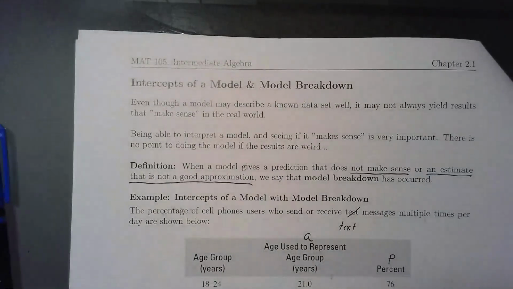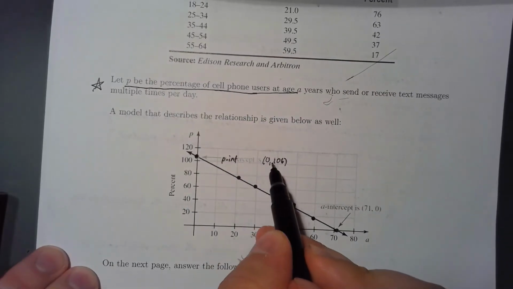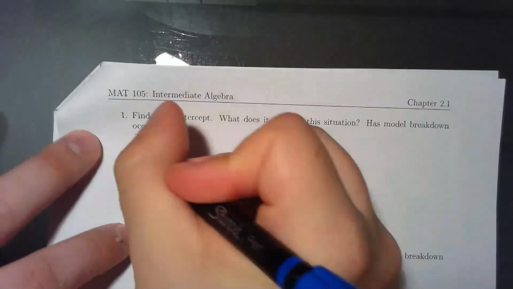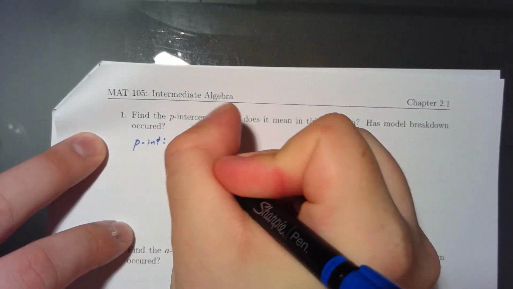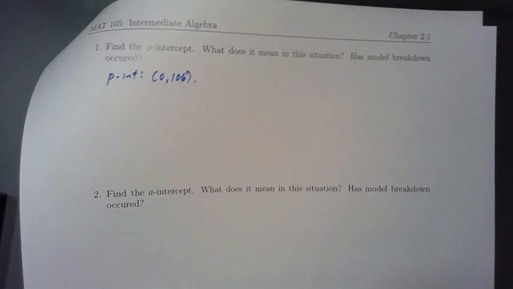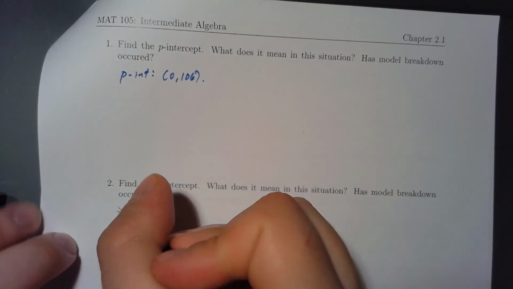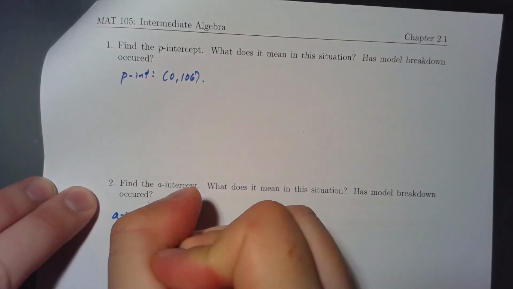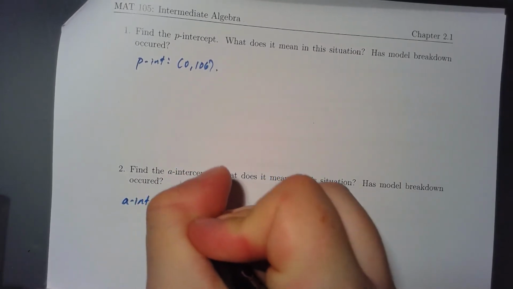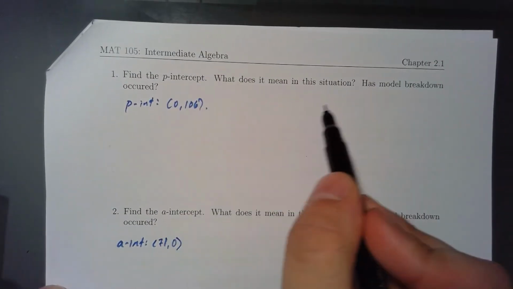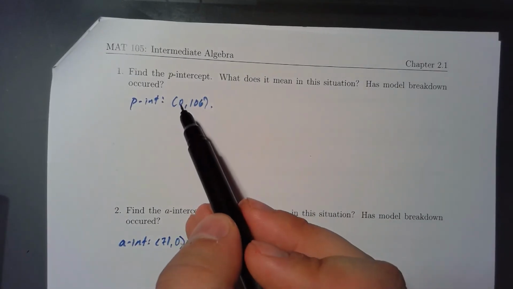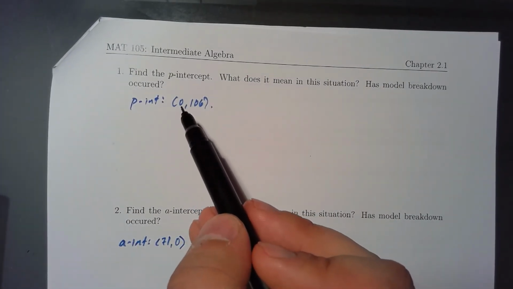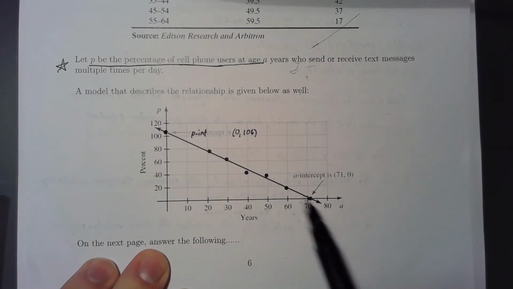So what was the p-intercept? The p-intercept was (0, 106). What does it mean in this situation? I'll go ahead and write down the a-intercept for the next problem. The a-intercept was (71, 0). Now remember, this is an (a, p) pair: independent, comma, dependent.